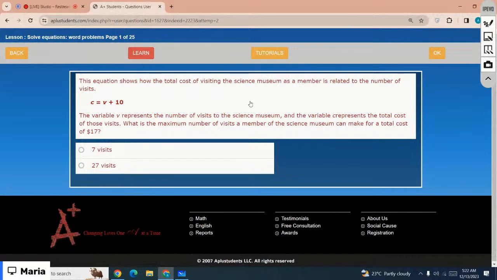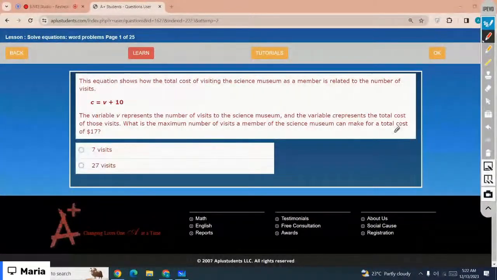Right? So you are given the cost. So you need to replace C with the value 17, right? That is the total cost of $17, which means C equals 17. So just replace C in the equation with 17. 17 equals V plus 10. Solve it for V. You need to subtract 10 from both sides. So 17 minus 10 is 7. So V equals 7. That means with $17, she can do 7 visits to the science museum, right? The correct option is.